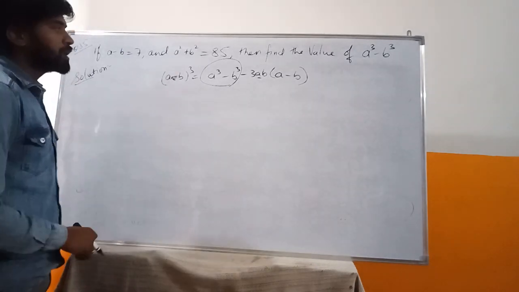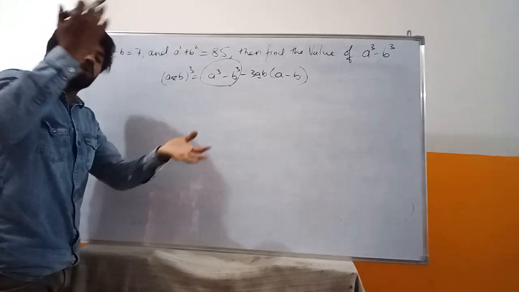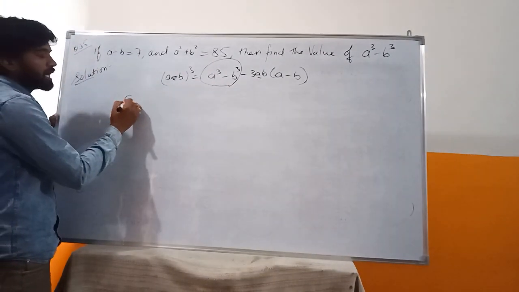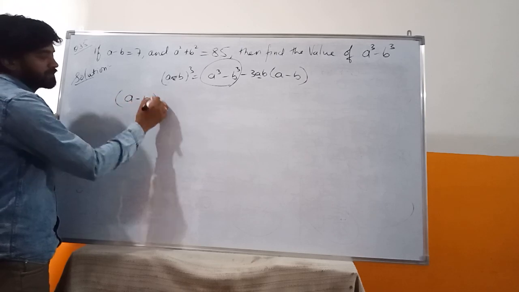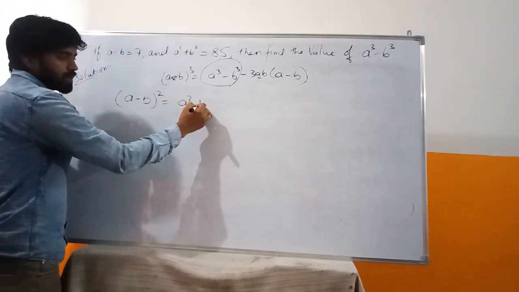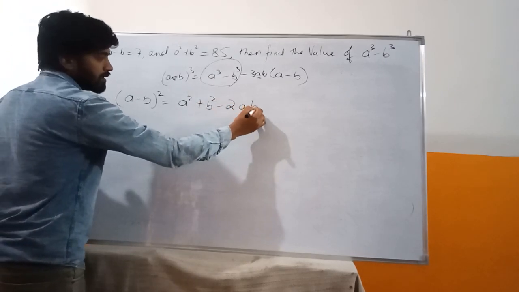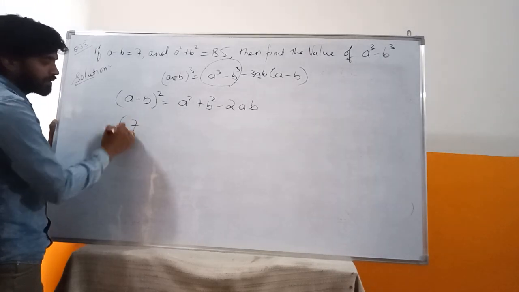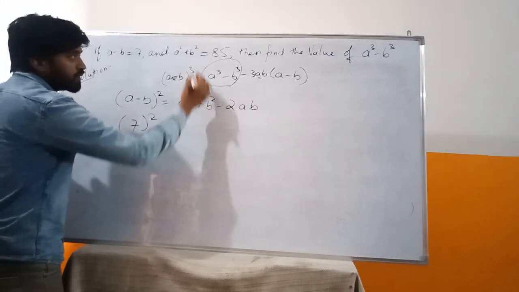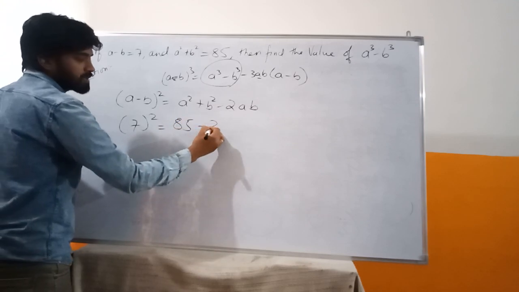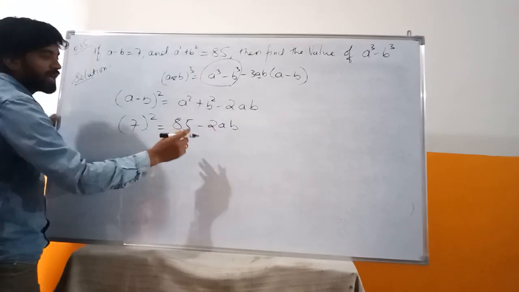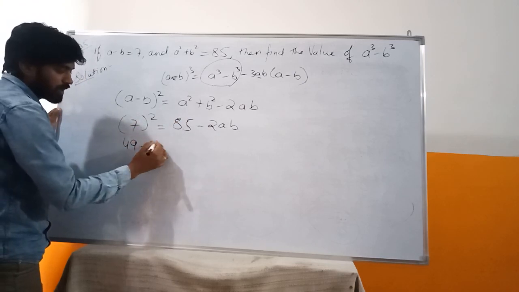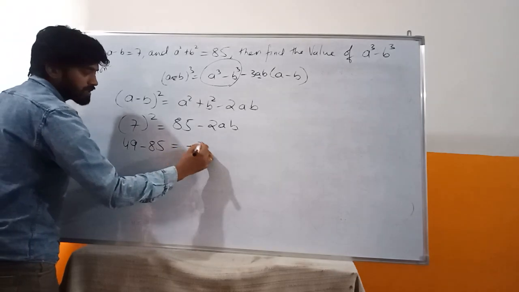So if you need to do this question, you need to go a little bit away from the question. Right now I will be putting the formula of this. So what's the answer for this? a square plus b square minus 2ab. This is the answer for this. Now tell me one thing: what is the value of this given? That is 7 squared. What is the value of this given? 85 minus 2ab. Now 7 sevens are 49, and 85 is going to go over here, and then minus 2ab is left.